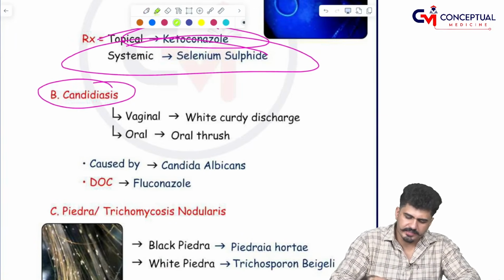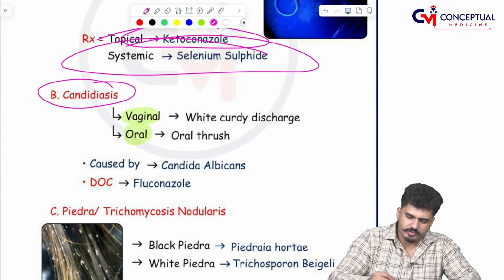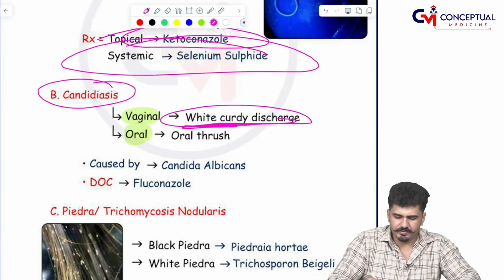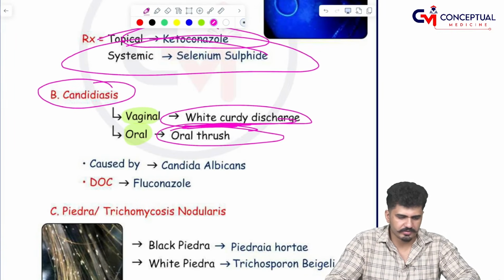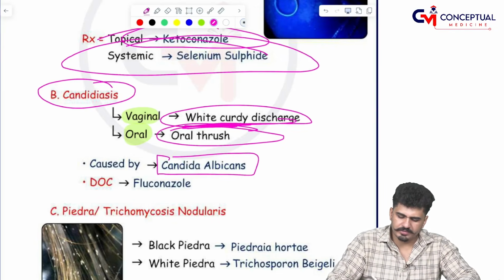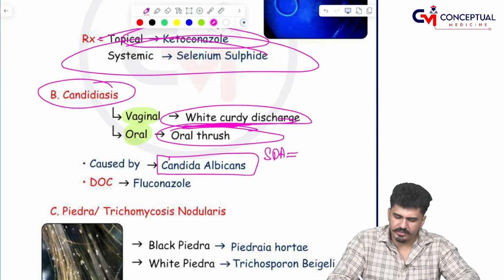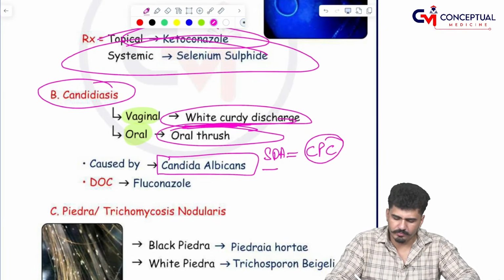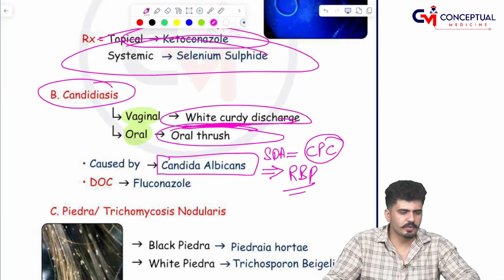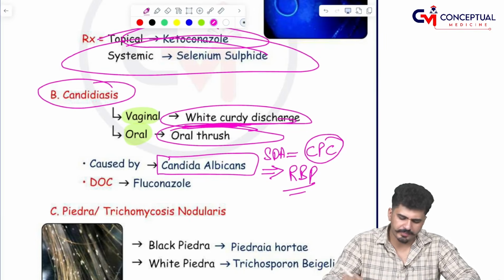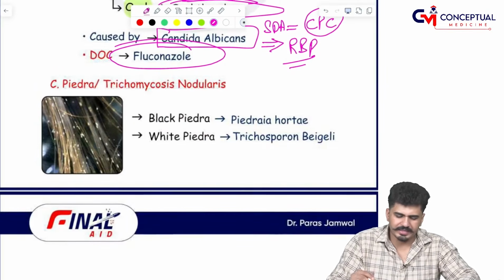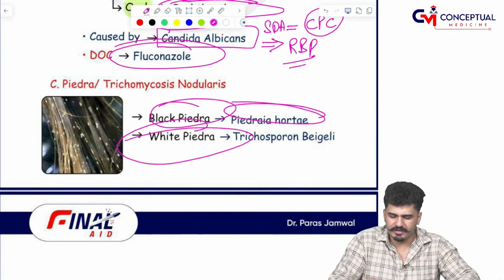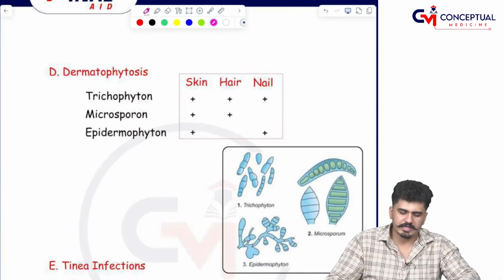Now, let's talk about the next condition called candidiasis. Candidiasis, sir, here is vaginal and oral. You will see whitish discharge coming from the vagina, and oral thrush is going to be caused by Candida albicans. On Sabouraud dextrose agar, you are going to see creamy colonies, plus one phenomenon: the Reynolds-Braude phenomenon. Drug of choice is fluconazole. Piedra, sir: black piedra is by Piedraia hortae, white is by Trichosporon beigelii.